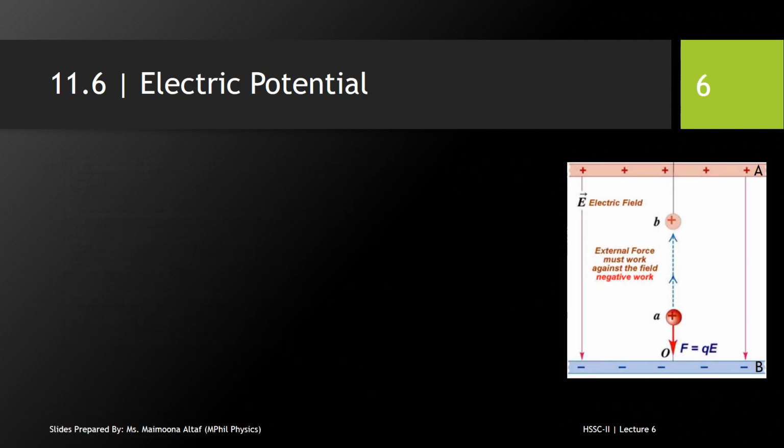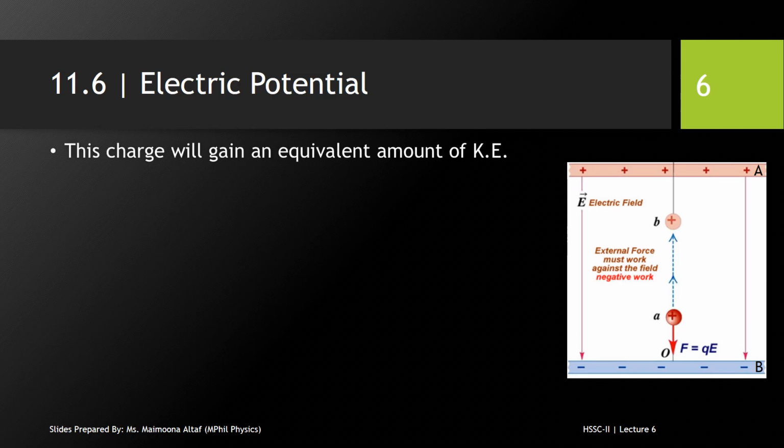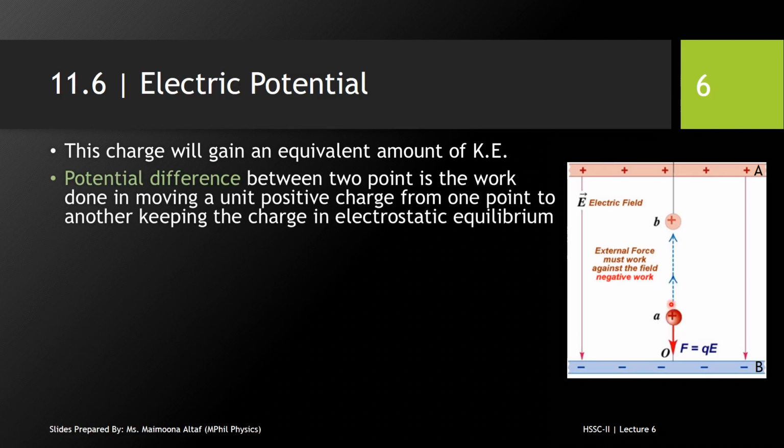So as a result, if this charge is released from point A, it will move from point A to B and will gain an equal amount of kinetic energy. And the potential difference between two points is the work done in moving a unit positive charge from one point to another while keeping the charge in electrostatic equilibrium.